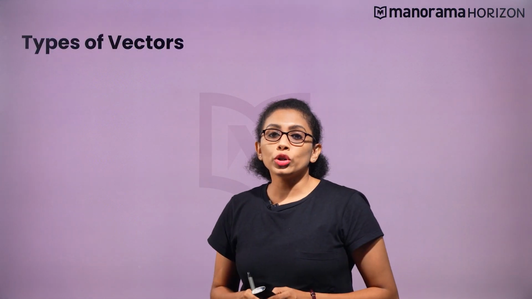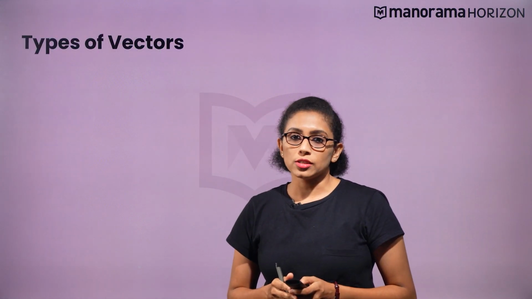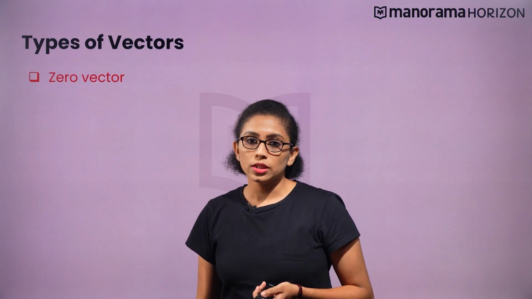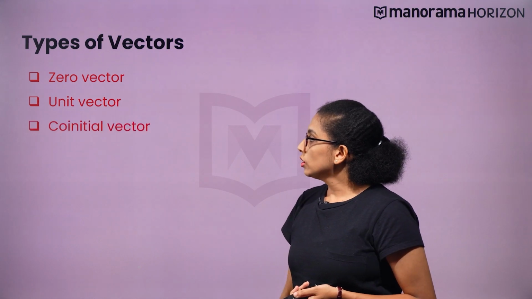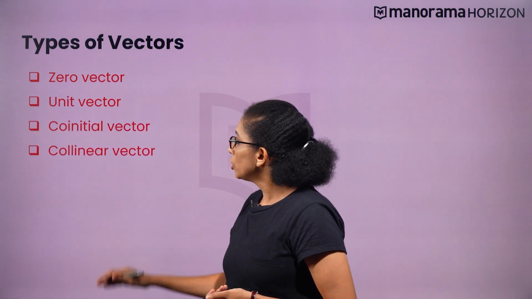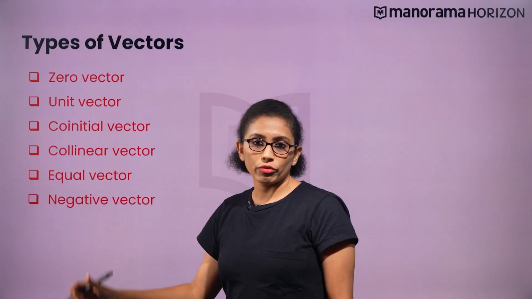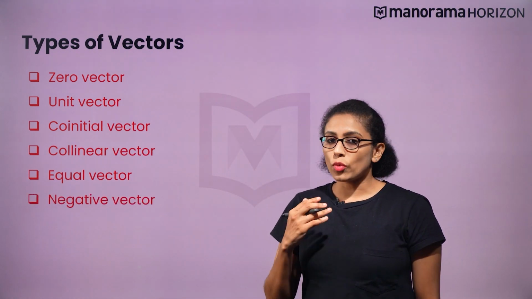Now, let's move on to the different types of vectors. Vectors are mainly classified into zero vector, unit vector, co-initial vector, collinear vector, equal vector and the last, negative vector. Let's discuss one by one. First one, zero vector.